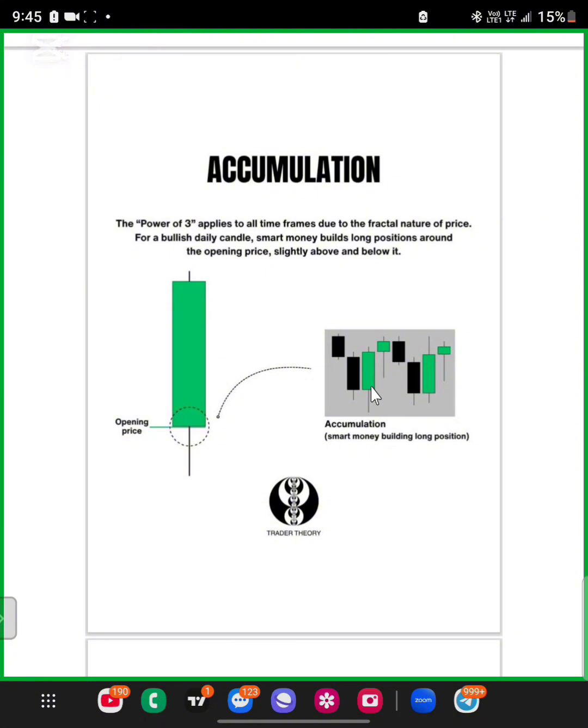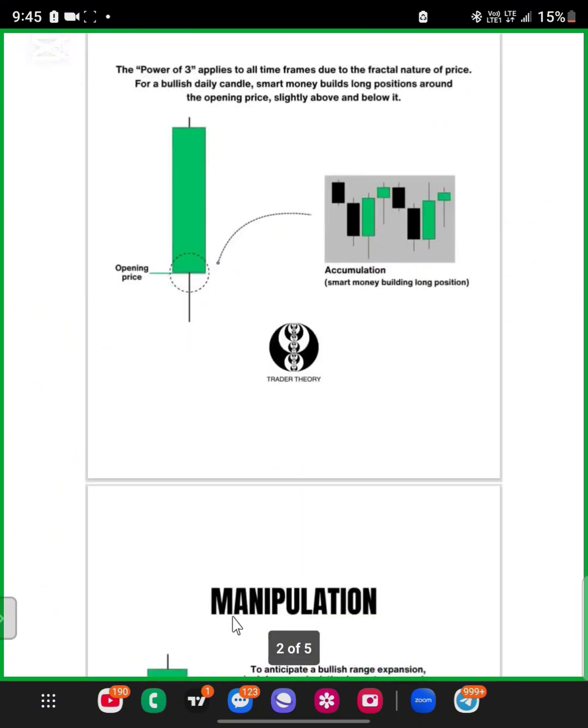Now, the first move is the manipulation. If the market is going up, for example, if the market is bullish, it will give you a false bearish move before pushing up. If the market is bearish, it will give you a false bullish move before pushing down, trying to grab liquidity to fuel the move. Now, let's go to the manipulation phase.